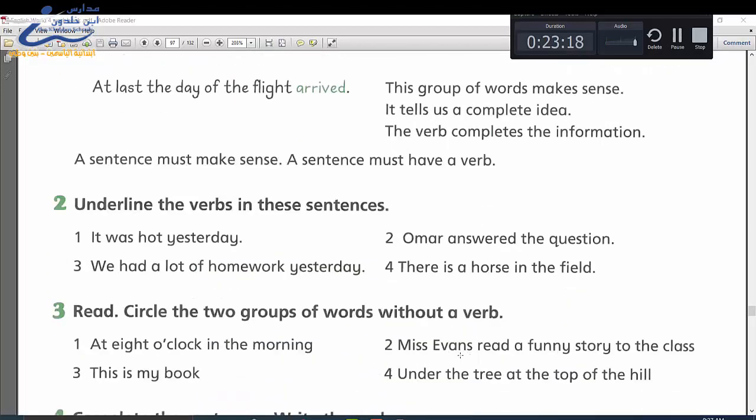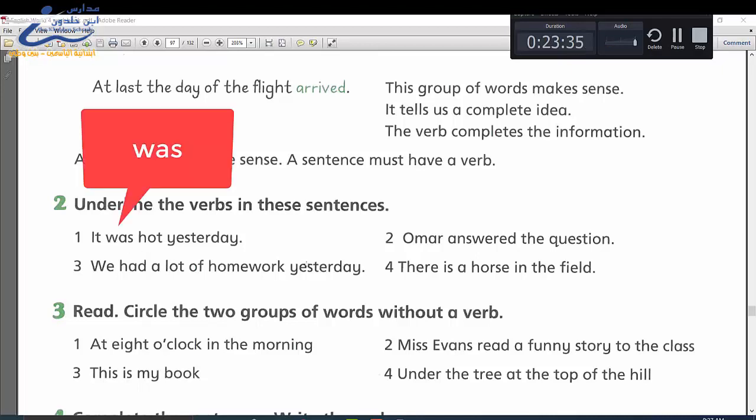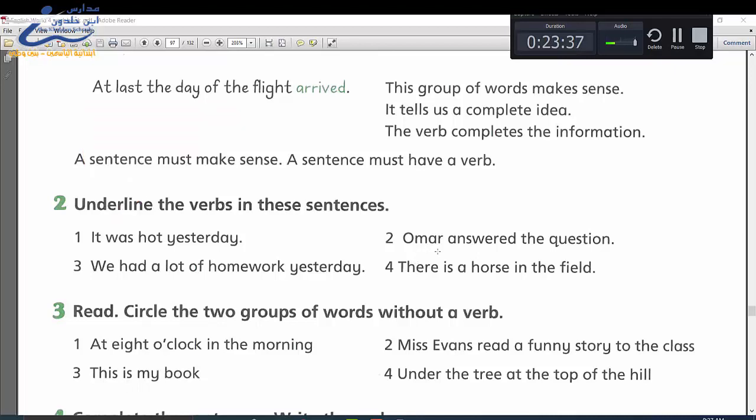Exercise number 2. Underline the verbs in these sentences. It was hot yesterday. Where is the verb? Yes, was. Underline was. Number 2. Omar answered the question. Where is the verb here? Answered. Very good.